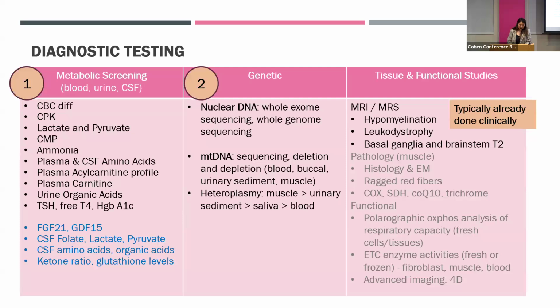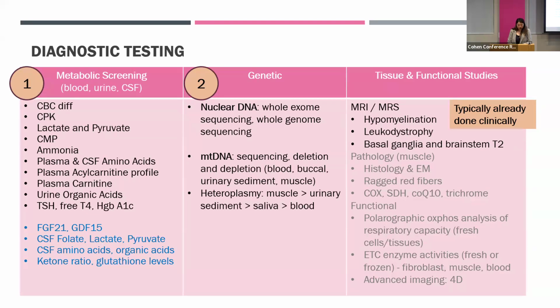So, CBC, the typical CMP, CPK, lactate, ammonia, but also amino acids, acylcarnitine, free carnitine, organic acids, and thyroid and A1C. Genetics, again, we talked about, ideally you would look at as much of the nuclear DNA as you can and the mtDNA. In most of the mitochondrial diseases, blood is the least sensitive because there's turnover of the leukocytes in the blood.